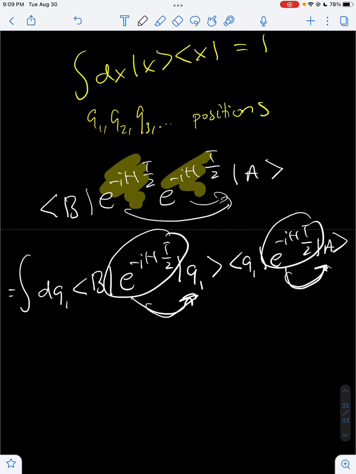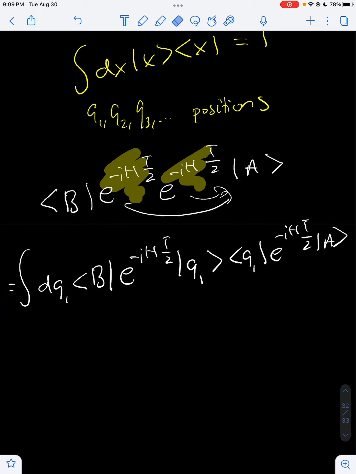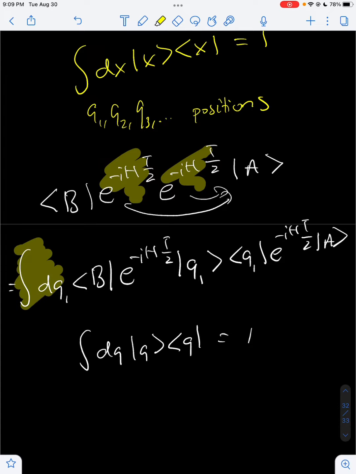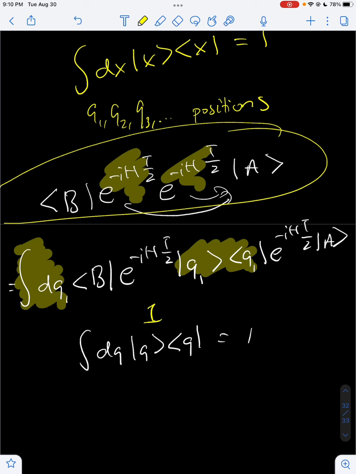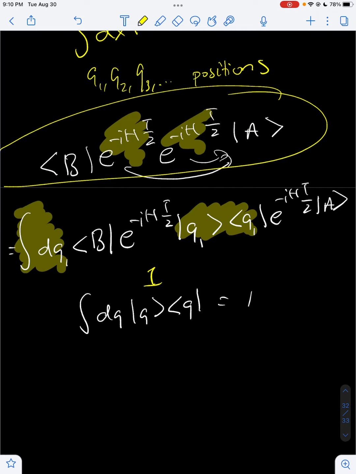So we are time evolving q1 with e to the minus i H t over 2. That's what we're trying to do, and we can do this. This is allowed because we're integrating over dq1. And remember that the integral over dq of |q⟩⟨q| equals 1, right? And that's what we have over here. This integral is going to be equal to 1. So the expression is equivalent to this one over here, which is in turn equivalent to this one over here. Progress, baby. We're making progress.